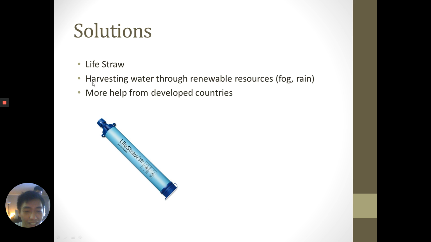A second solution is to harvest water through renewable resources like fog or rain. Now, this is a good idea because it's renewable and you can do this in the long run. However, fog and rain in the Sahara Desert is very unpredictable and very inconsistent, so it might not work. And the third solution is to get more help from developed countries, which is basically what's happening right now.